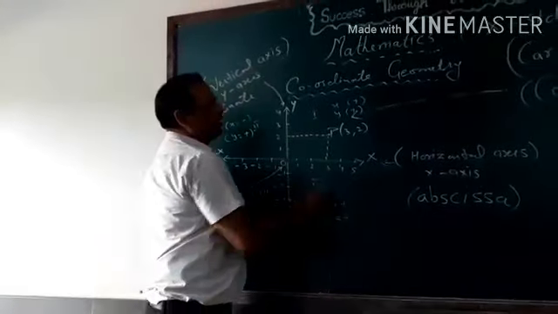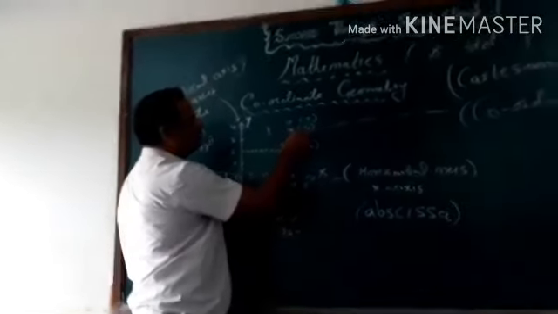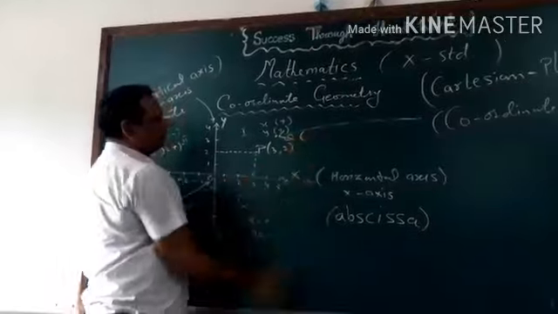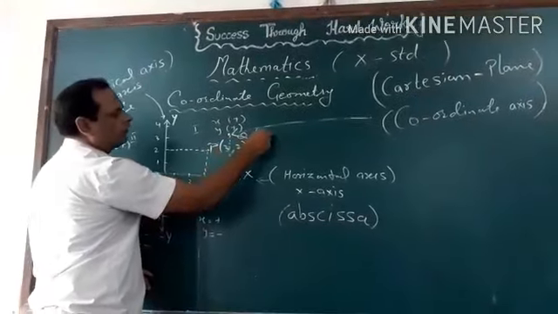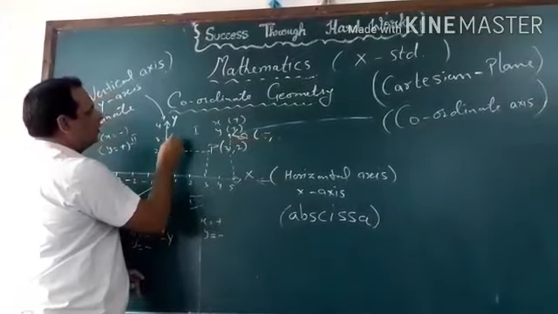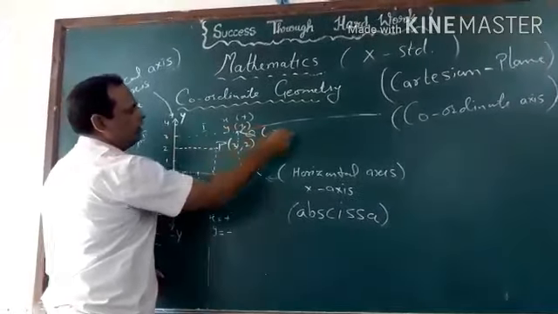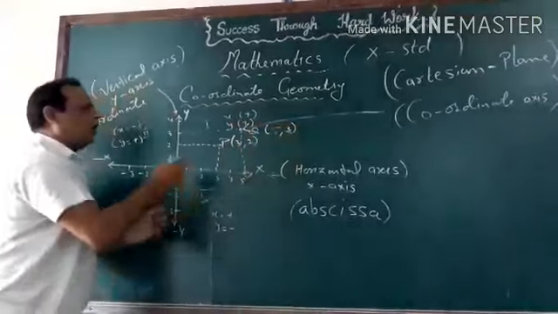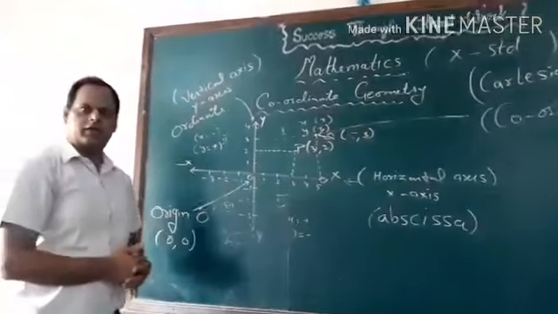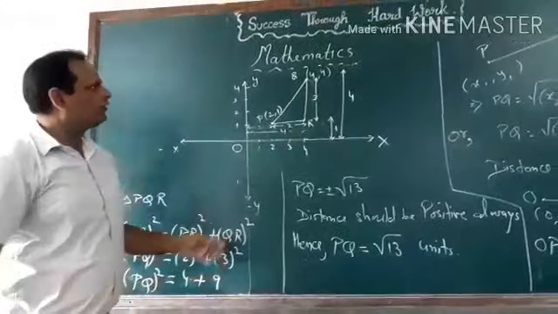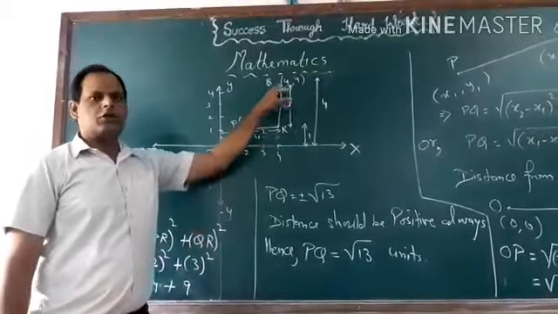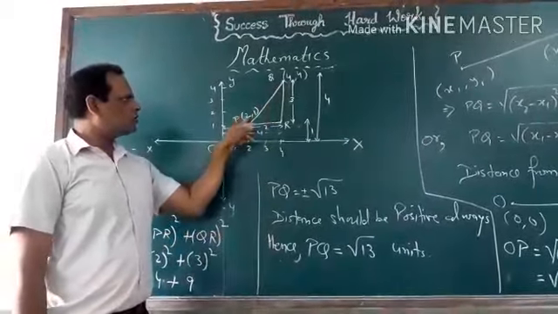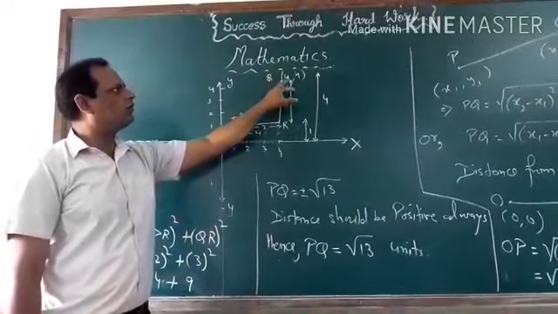Now we see here, I take point Q. For the point Q, the coordinate of x is 5 and the coordinate of y is 3. Similarly, we plot all other points also here. So students, in this plane, I will take points P and Q. The coordinate of P is (2, 1) and the coordinate of Q is (4, 4).